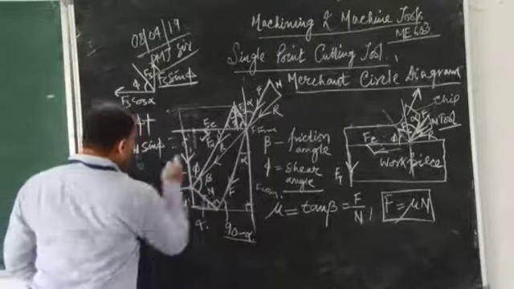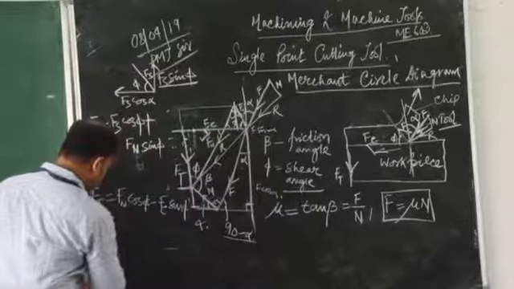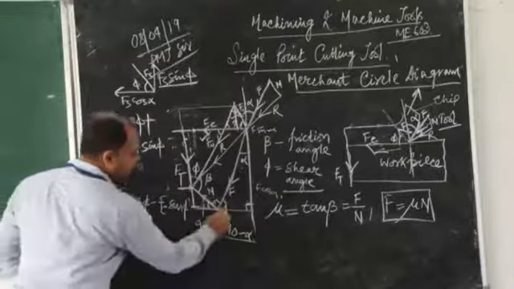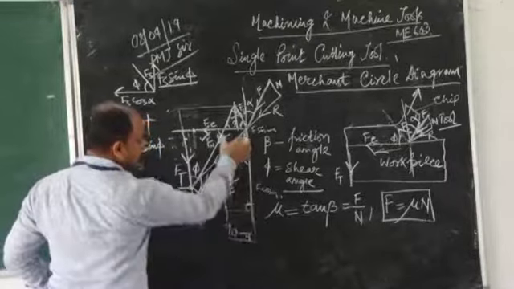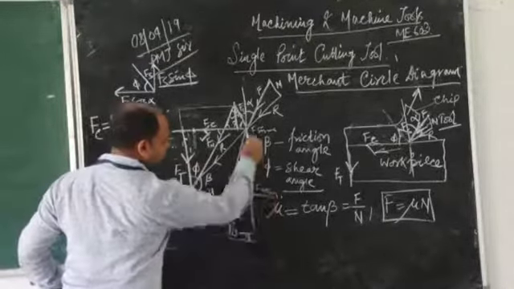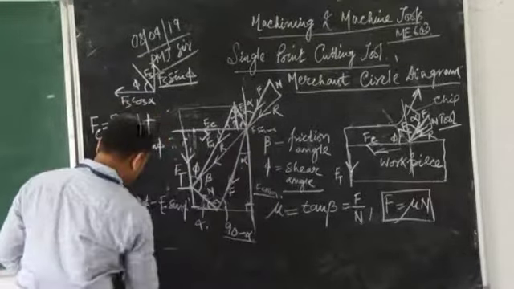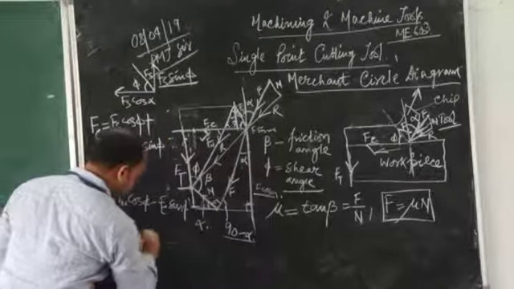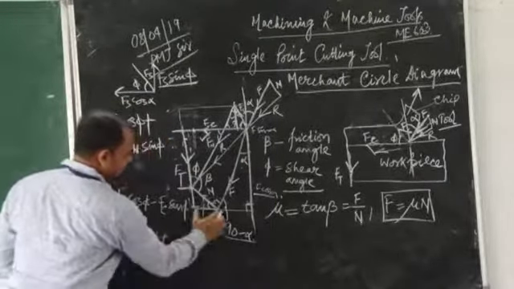So again we can write Fc equal to F sin alpha plus N cos alpha.